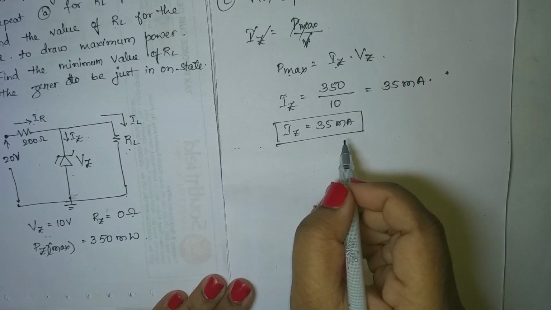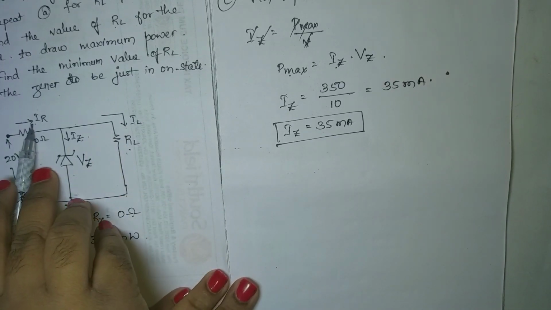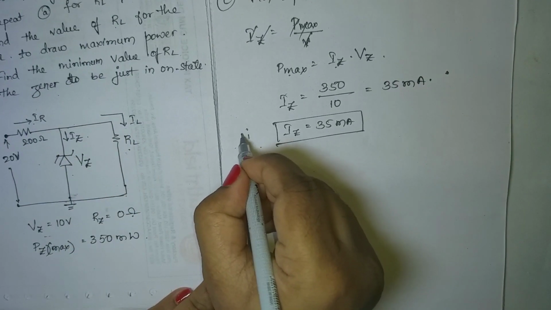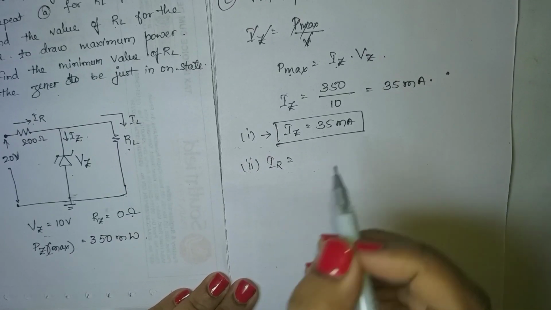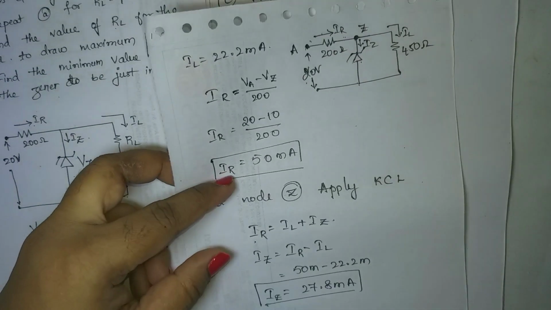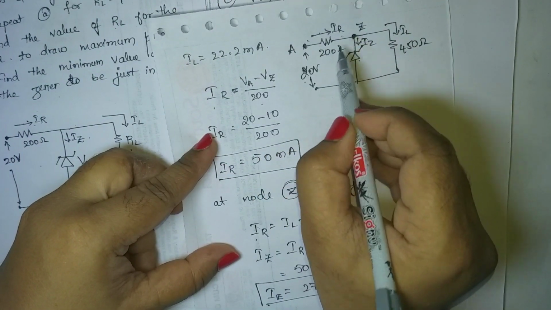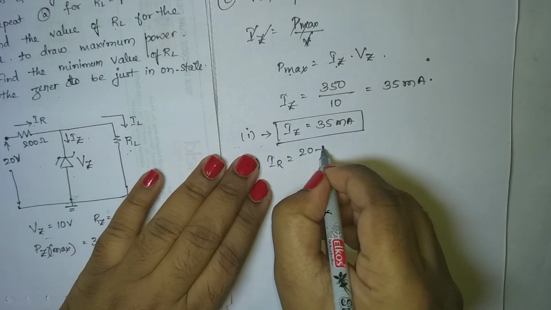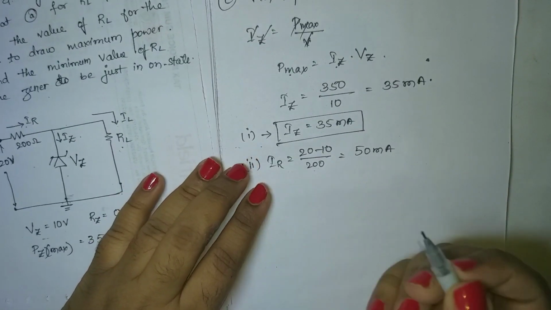If this is the maximum current, what will be the load current? I need to find the load current and the current IR. These two I have to find out. The first one, IR. From the previous case, IR is equal to VA minus VZ divided by 200, the A potential minus the Z potential divided by the resistance. Using the same formula, 20 minus 10 divided by 200, which is equal to 50 milliamps. So IR will not change.